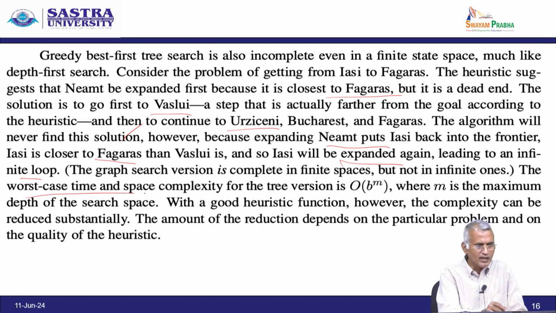The worst case time and space complexity of the tree version is order of b to the m, where m is the maximum depth of the search space. With a good heuristic function, however, the complexity can be reduced substantially. The amount of reduction depends on the particular problem and on the quality of the heuristic.